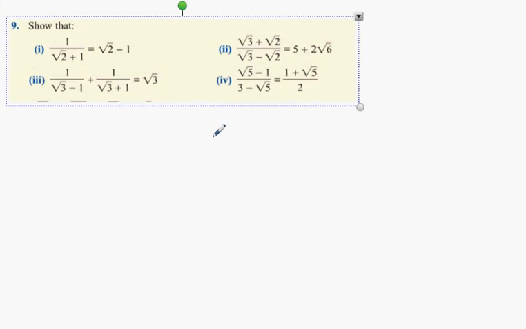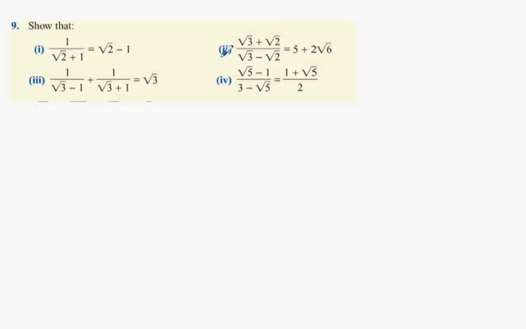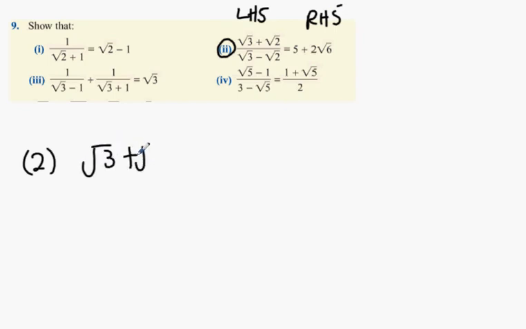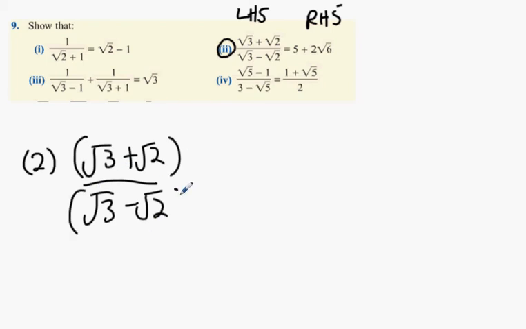Question 9, now this is, we didn't do this last night, but I was getting there, okay? Now, I'm going to start off with question 2. So we're doing question 3 yesterday. Which is the more complicated side, the left hand side or the right hand side? Left hand side. Root 3 plus root 2 all over root 3 minus root 2. Now, this is very complicated because they both have root signs this time.